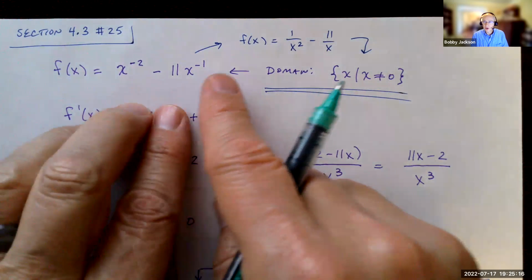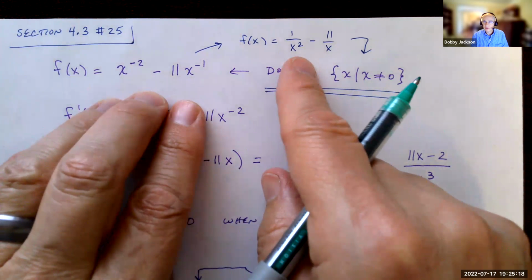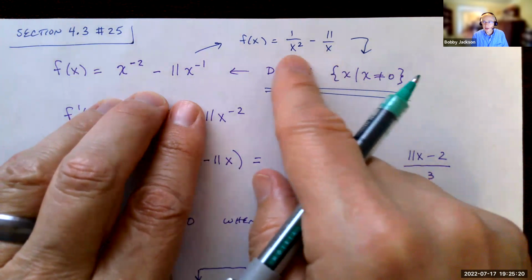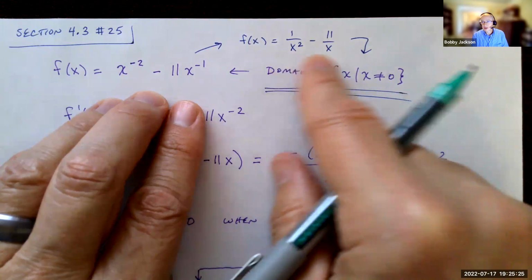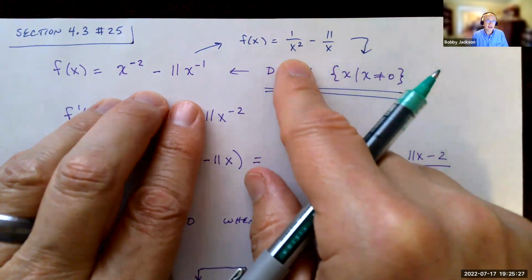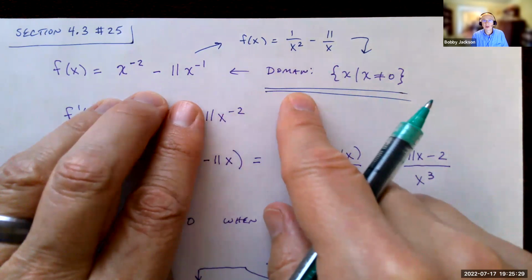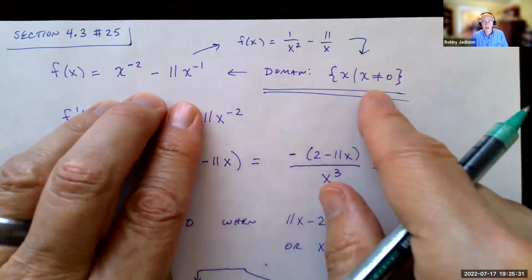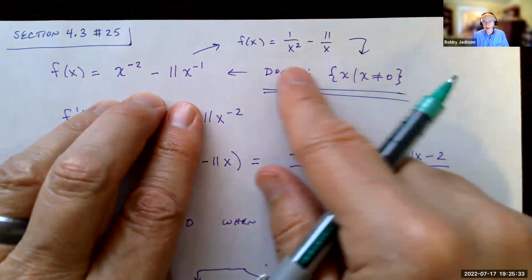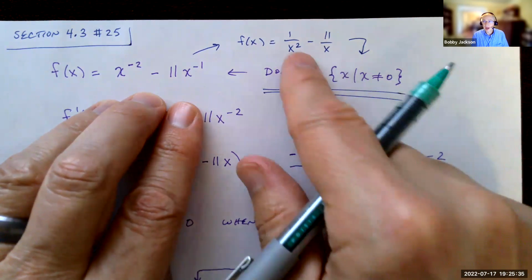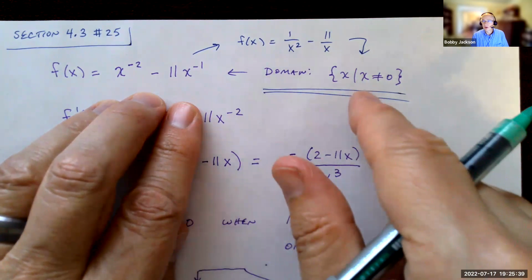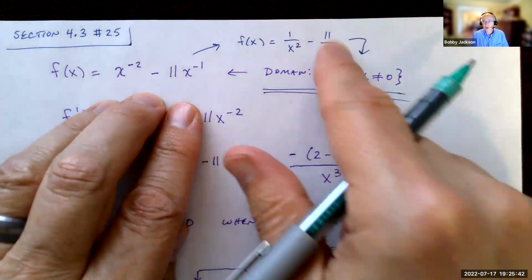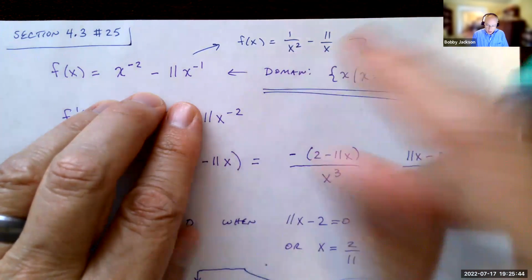This function, just rewritten without the negative exponents, looks like this. And you can see we have a problem when x is 0. Division by 0 would result in an undefined expression. And so the domain of our function is all real numbers except for 0. In fact, if you analyze what's going on with limits, you know that we have a vertical asymptote at x equals 0.